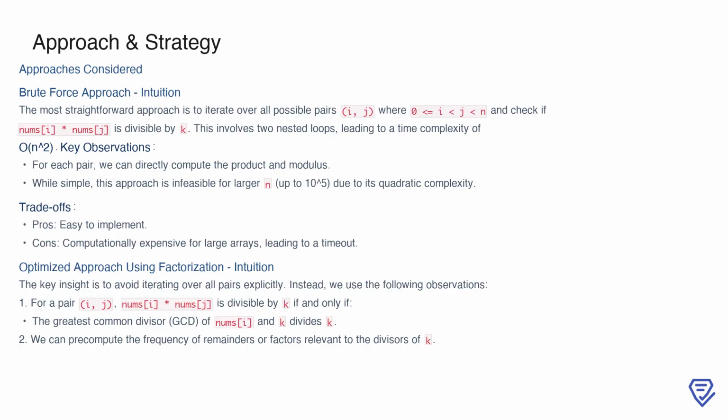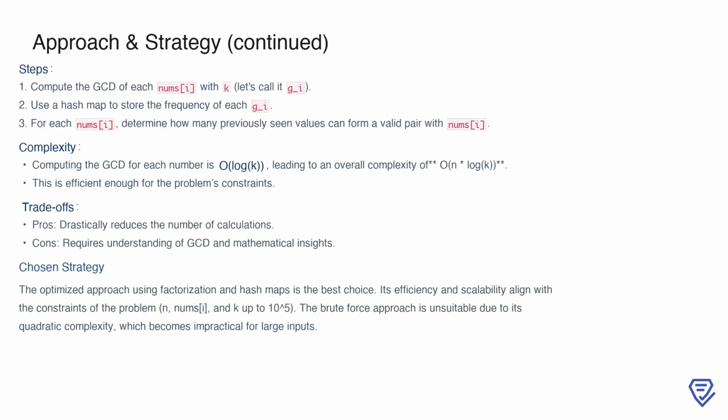Instead, we can optimize the solution by rethinking how we evaluate divisibility. Specifically, we can reduce redundant calculations by leveraging the properties of the greatest common divisor, or GCD, and factorization to narrow down the problem to a more manageable size. This shift in perspective allows us to avoid explicitly iterating through all pairs, making the solution far more efficient. To implement the optimized approach, we start by calculating the GCD of each number in the array with k. We'll refer to this value as g_i for each nums[i].